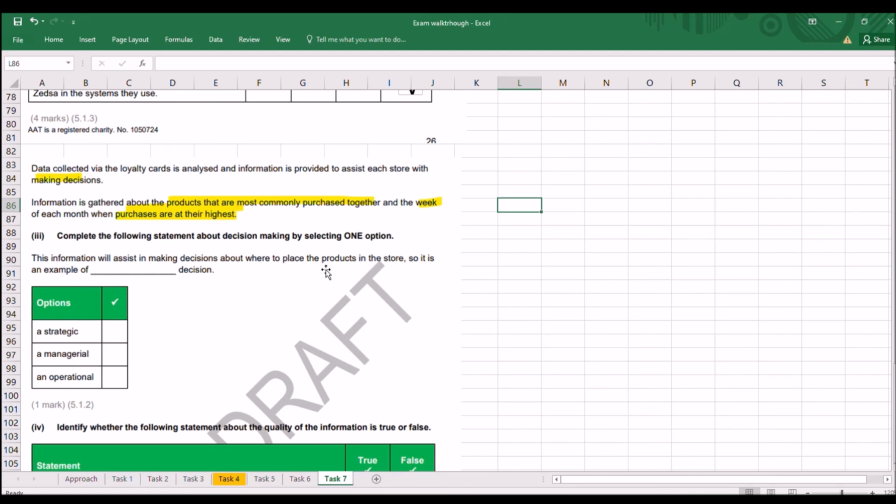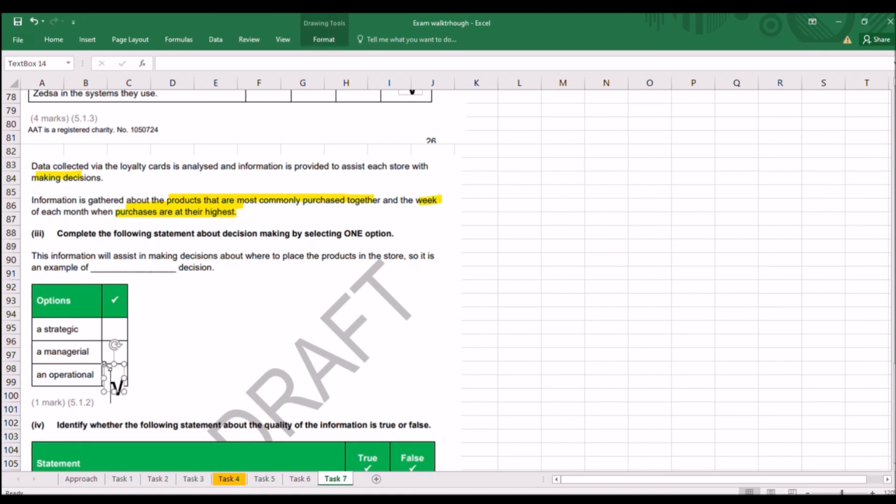Where to place products in the store is not strategic. It's not a high level decision about what market we're going to be in, discount market or bulk or high end or whatever. It's not about which stores we're going to open. So it's not strategic. It's not managerial in terms of how many staff members we're going to put in there. It's a straight up operational decision about what we're doing.